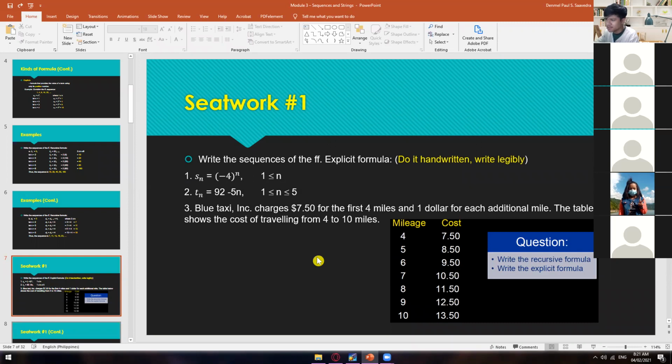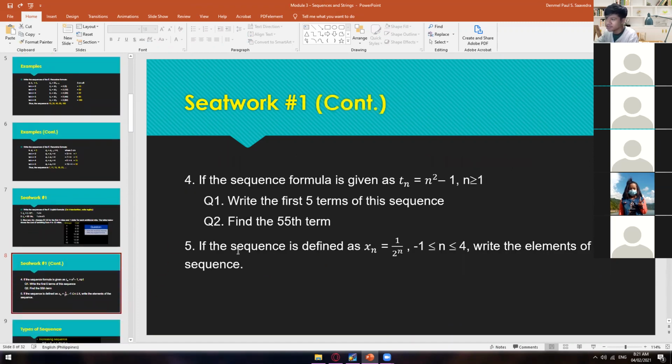So I'll give you guys 10-15 seconds to take a look at this one. Okay, so is the instruction clear? Yes, sir. All right. Of course, after this, there is a continuation, which is number 4 and number 5.